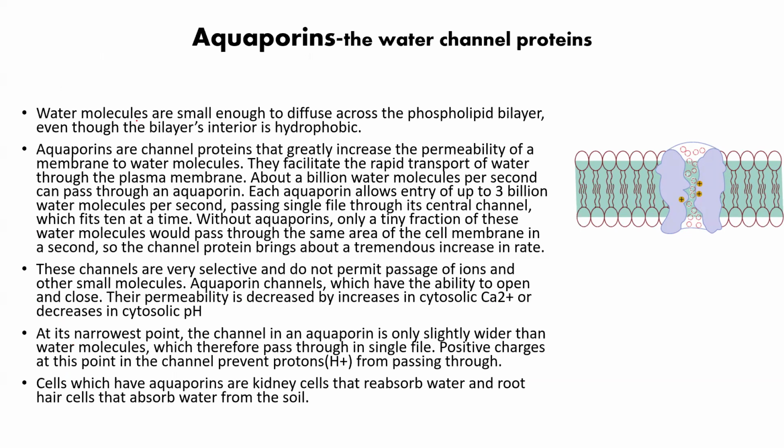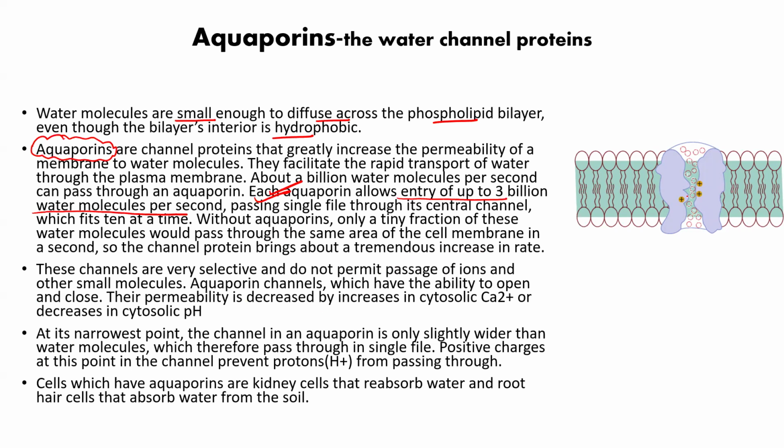Now, aquaporins. First of all, understand aquaporins are the water channels which allow water to pass in large quantity. Water itself, you know very well, is a polar molecule, but still, because of its small size, it is able to diffuse across the phospholipid bilayer, which is hydrophobic. So aquaporins create a pore, or you can say they are channel proteins through which a large amount of water can pass. Nearly 3 billion water molecules are able to pass per second through each aquaporin. If we don't use aquaporin, only a little amount of water will pass. So you can understand the speed with aquaporin.